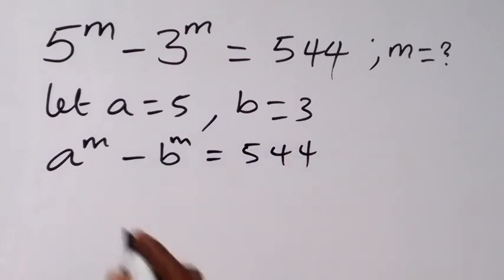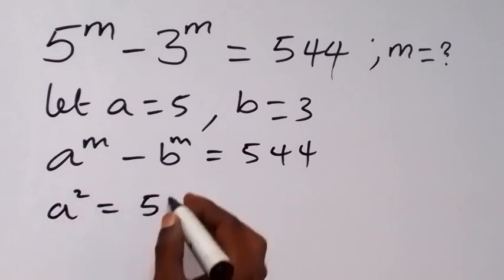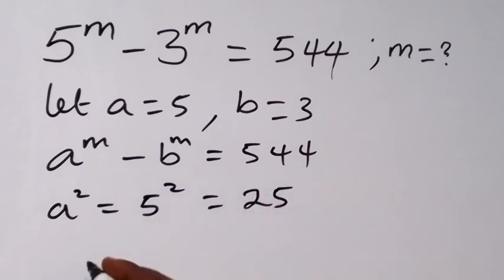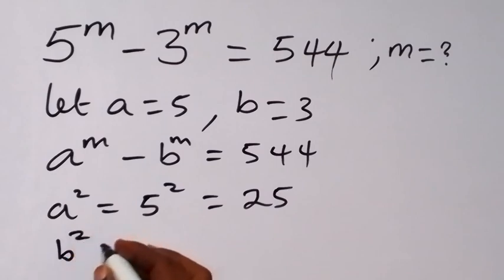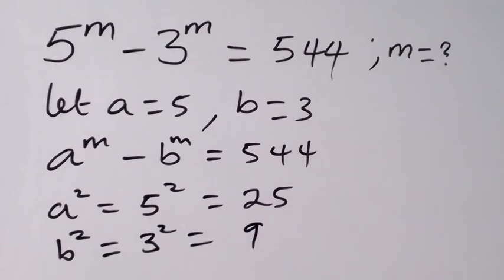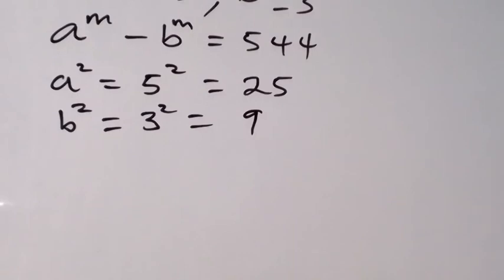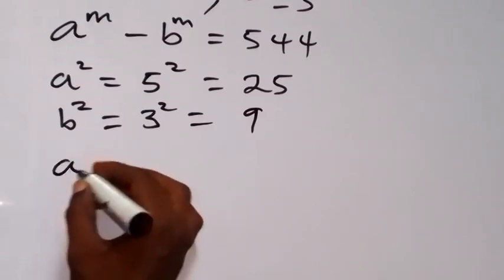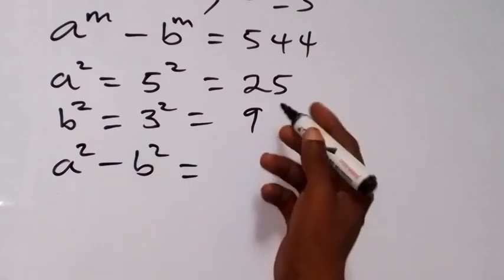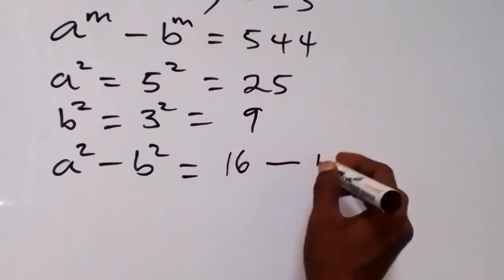Since a is 5, a squared will be equal to 5 squared, which is 25, and b squared as well. Since b is 3, that's 3 squared, and that will be 9, such that when we subtract this, we have a squared minus b squared. So we subtract the values: 25 minus 9 is 16. Let's call this equation 1.